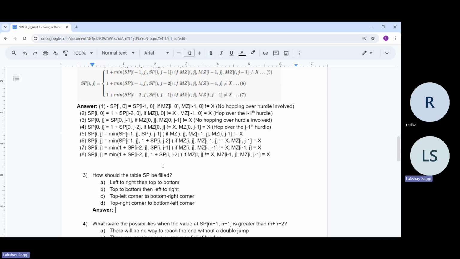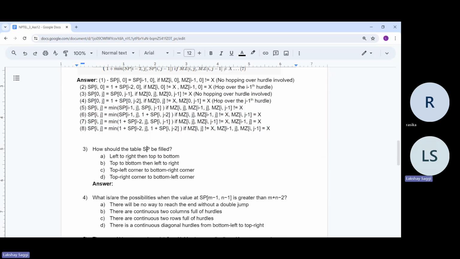Okay, so we have constructed these inductive cases, right? We have constructed these inductive cases and we sort of know what to do in each of these cases. So now the problem asks us, suppose we are actually doing a dynamic programming algorithm. So we need to fill this table in some order also. We have the inductive structure on this table SP, but we also need to fill out this table SP, right? So what should be the order in which this table SP gets filled?